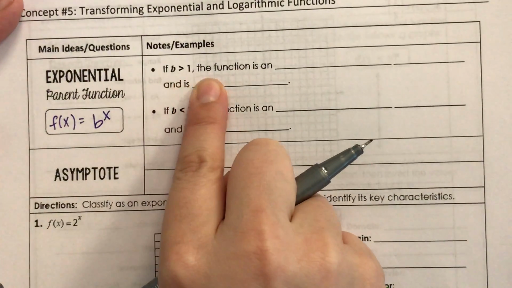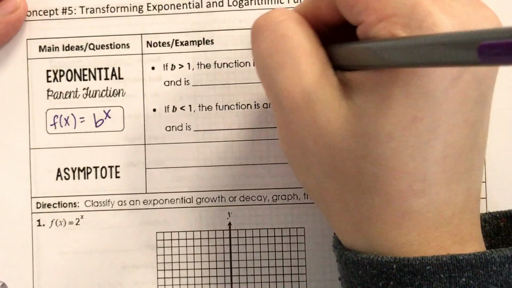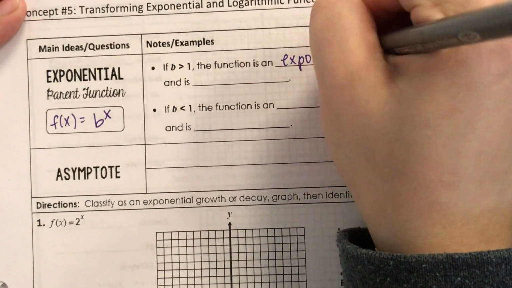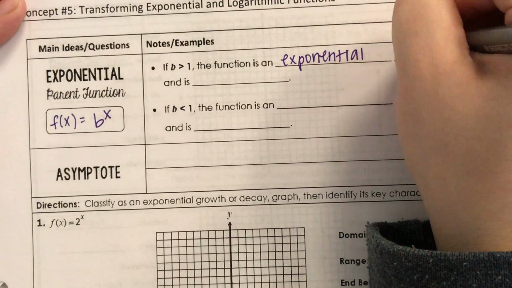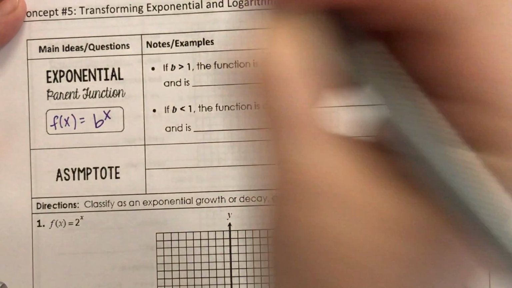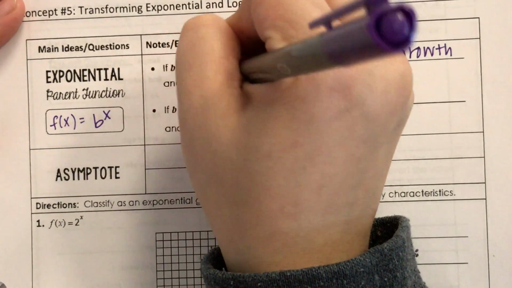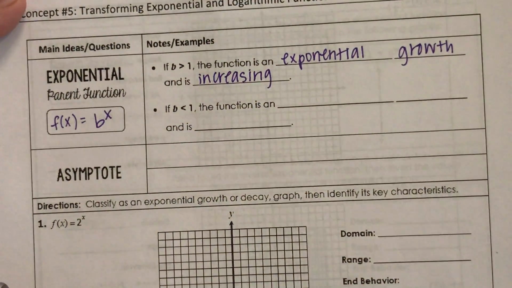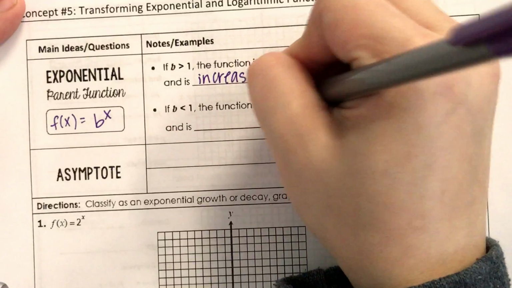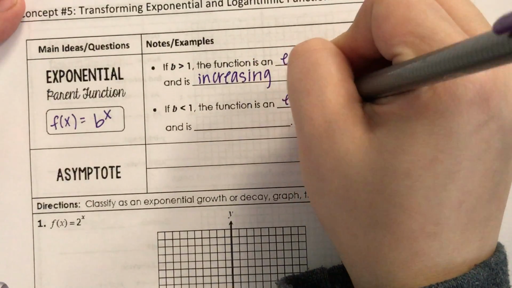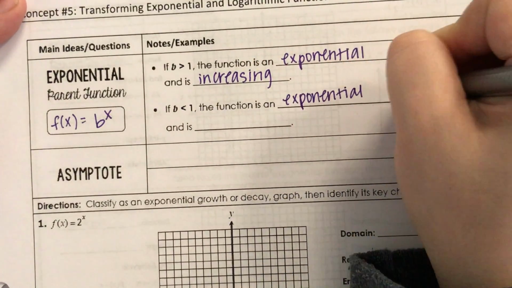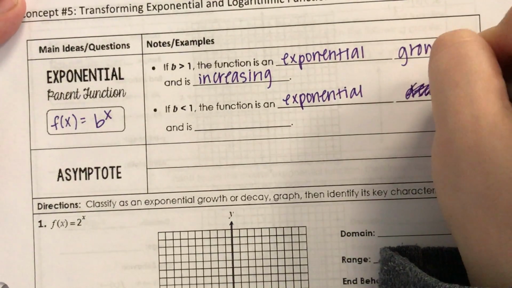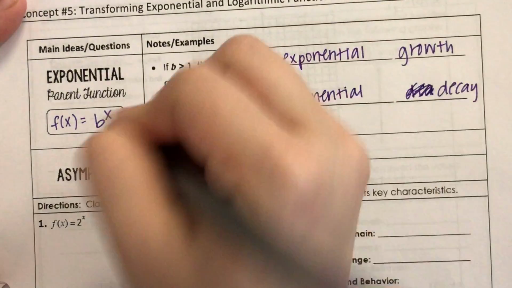If b is greater than 1, the function is an exponential growth and is increasing forever. It always increases. If b is less than 1, the function is an exponential decay, and is decreasing.